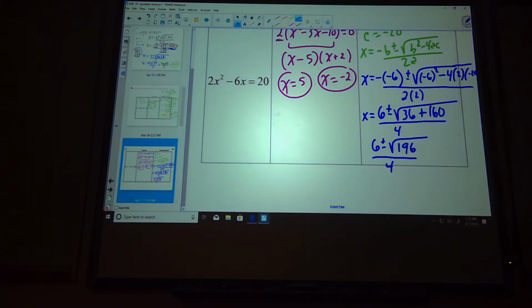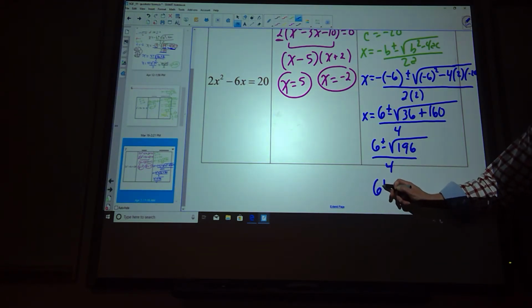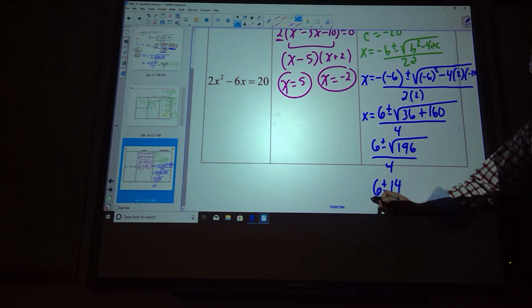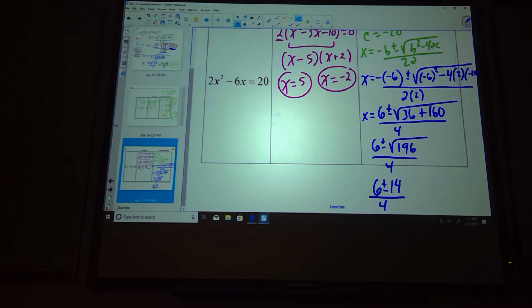This is where your calculator would help you out. The square root of 196 is 14, because 14 times 14 is 196. So now it's just going to be a 14. Where did the square root sign go? Well, since I took the square root of 196 and got 14, there's no longer a square root sign. So ready? 6 plus 14 over 4. What's 6 plus 14? 20. So I get 20 over 4. 20 over 4 is 5. Is that one of the same answers over there?